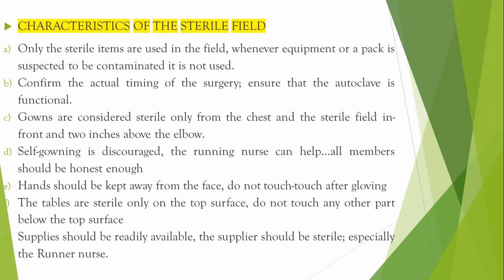Gowns are considered sterile only from the chest and the sterile field in front and 2 inches above the elbow. I think this could be better shown by a demonstration, and I'll find a photo and send it and show you the parts that I consider sterile. Only from the chest and the sterile field in front and 2 inches above the elbow. Those are the parts that I consider sterile.